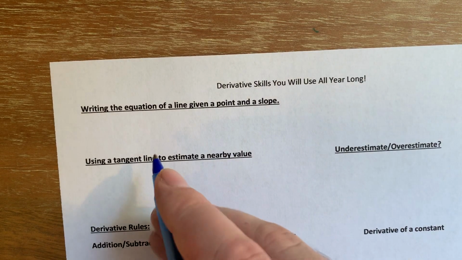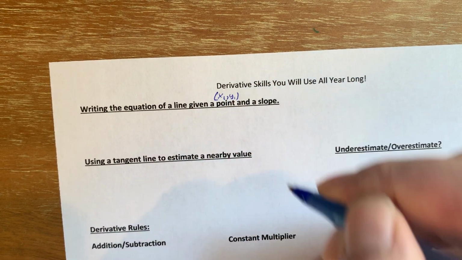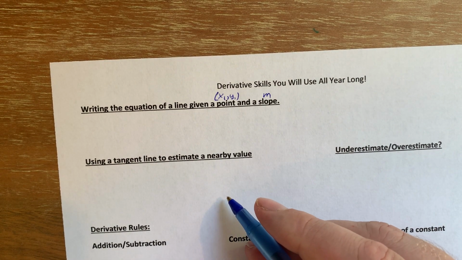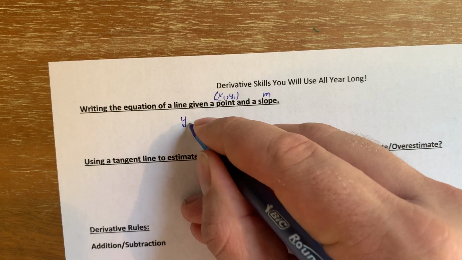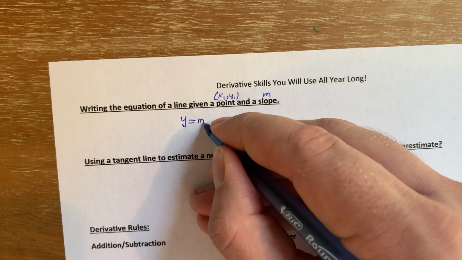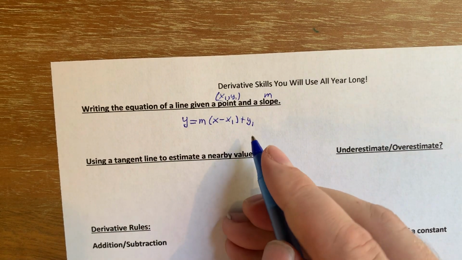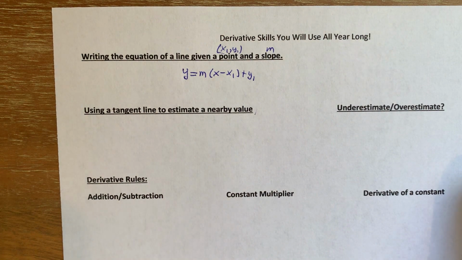And so one thing is we need to be able to write the equation given a point, x1, y1, and a slope, m. So how do you write the equation of a line given a point and a slope? This comes up a lot. This is from Algebra 1, and we know it's y equals m times x minus x1 plus y1. Write this down on this sheet. This is a reference sheet. It makes it really easy to just have this one sheet that you refer to for a lot of the stuff you're supposed to have memorized.